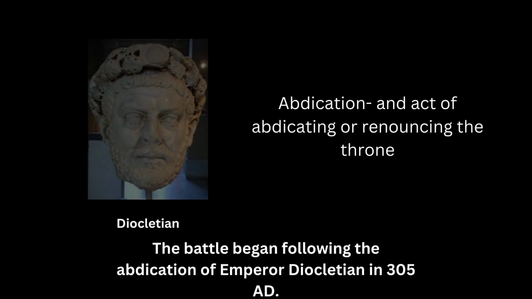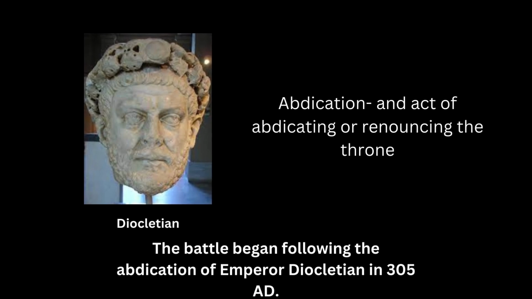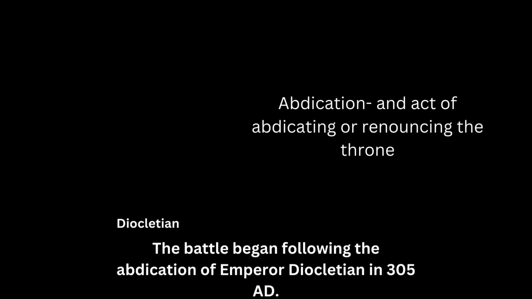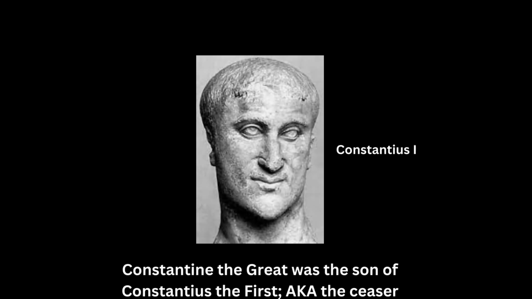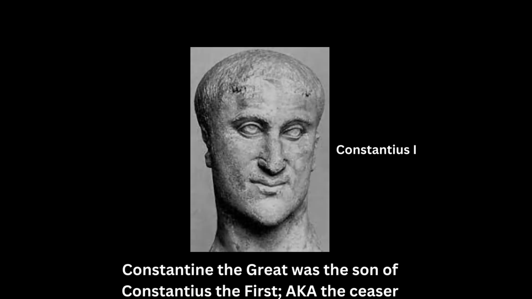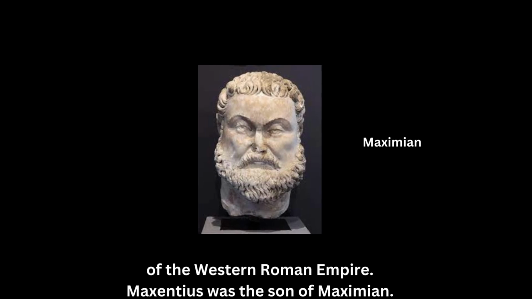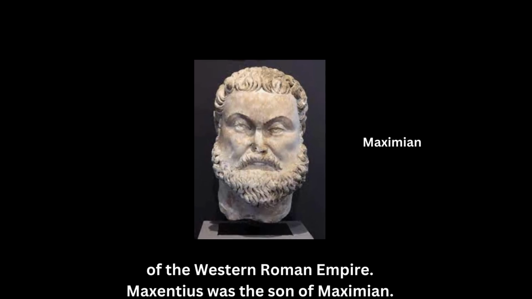First off, what led to the battle even happening? Build up. The battle began following the abdication of Emperor Diocletian in 305 AD. At the time, the Roman Empire was ruled under a tetrarchy. Constantine the Great was a son of Constantius I, aka the Caesar of the Western Roman Empire. Maxentius was a son of Maximian. He didn't have a fancy title like Constantius I did.